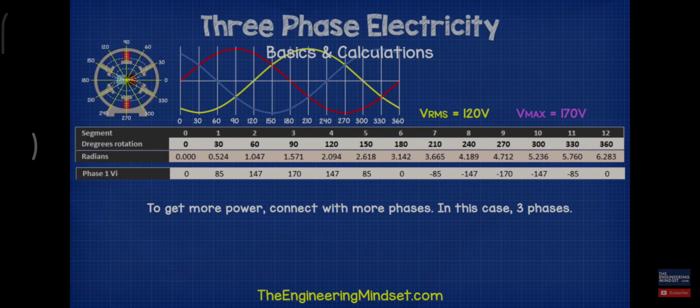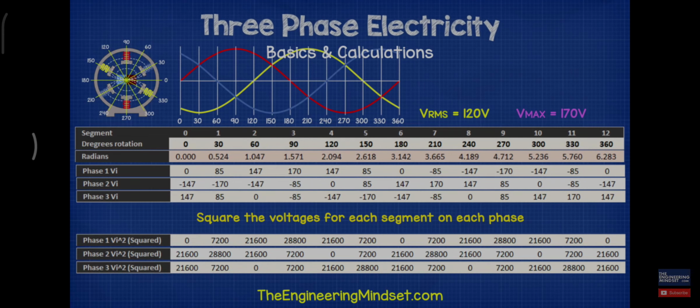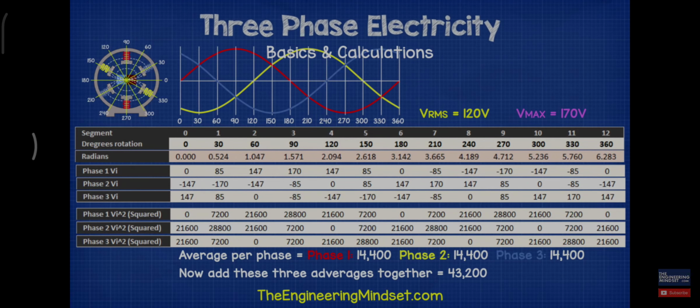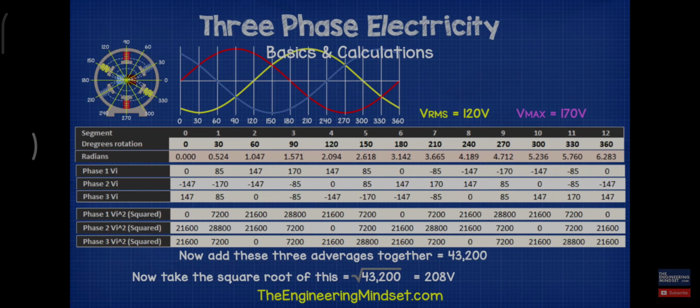To get more power, we can connect to all 3 phases. We calculate the supplied voltage by squaring each of the instantaneous voltages on all 3 phases. We then find the average for each phase individually, and then we add these 3 averages together. Then we take the square root of that number. You'll see the three-phase voltage comes out to 208 volts.